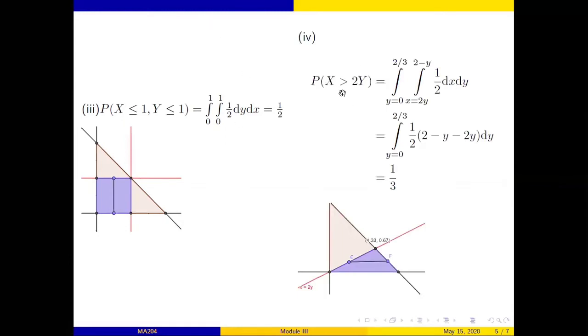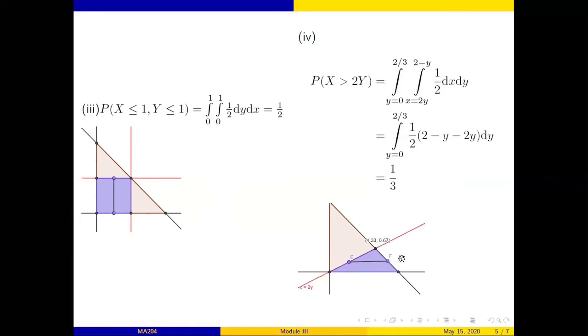Now the fourth part, we have to get the probability that X is greater than 2y. So X greater than 2y is the next region that we have to consider within the given region determined by the given PDF. As usual, this larger triangle is our former region, in which the joint PDF is defined. And here we are drawing the new line x equal to 2y. This is the line x equal to 2y. So x greater than 2y is this lower portion.